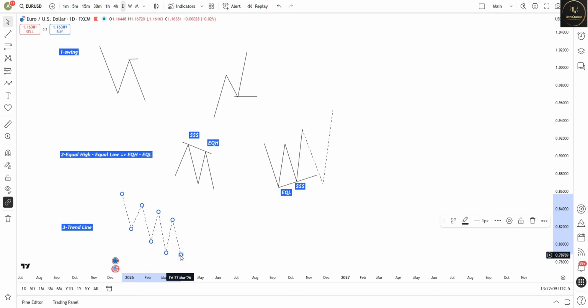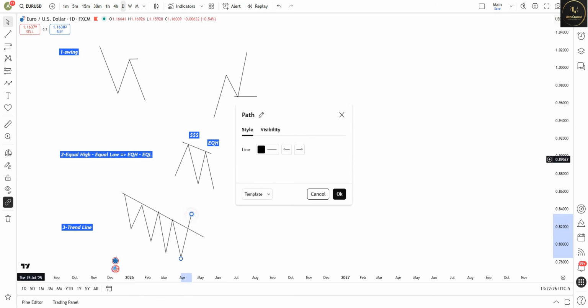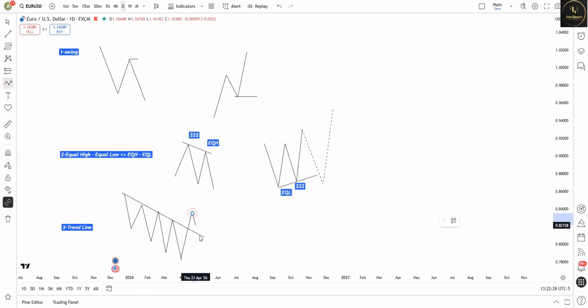A descending trend line has formed here, and we are actually seeing it visually, meaning there have been more than two touches. Our expectation is that after this period where this liquidity has formed, if the market breaks this area, it should be bullish. That is, after this, we expect the market to turn bullish.